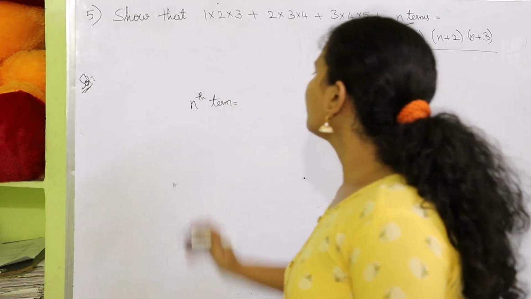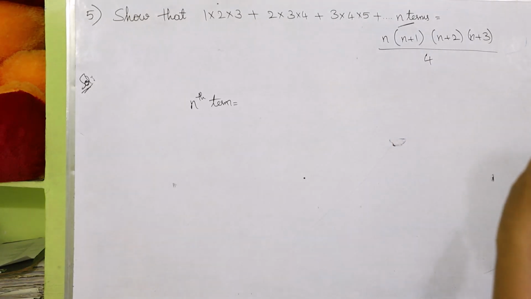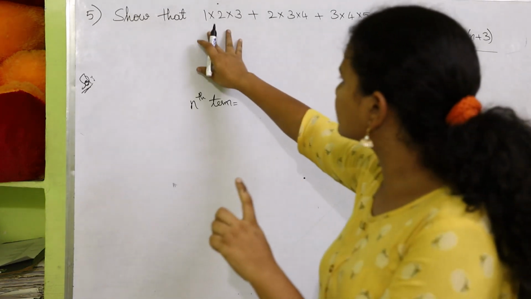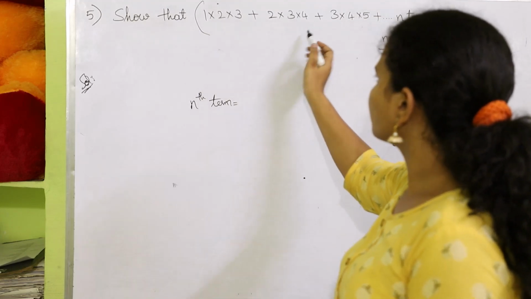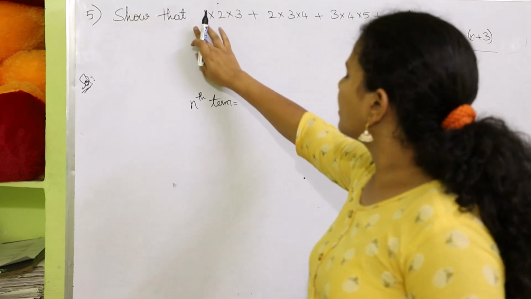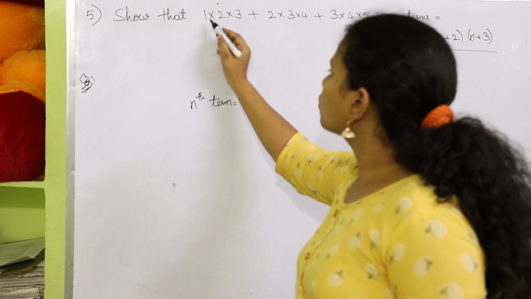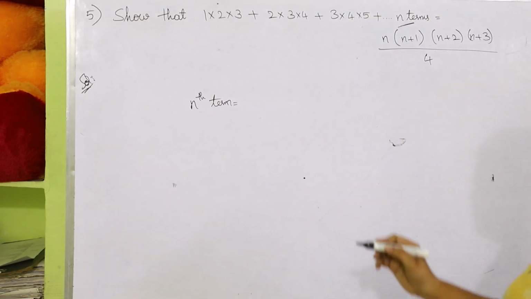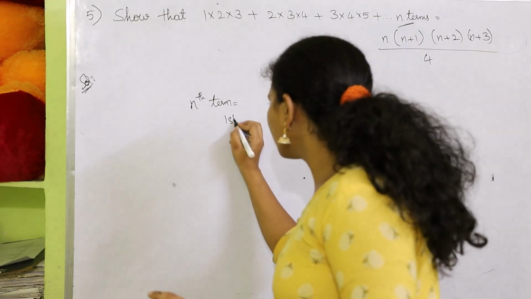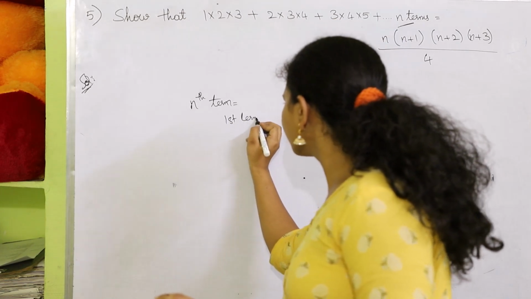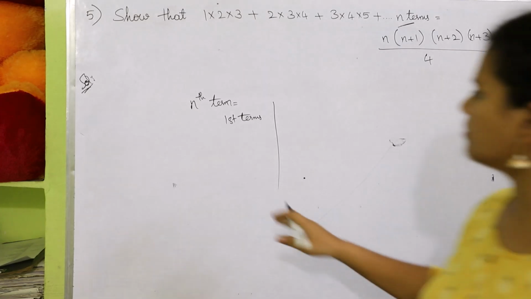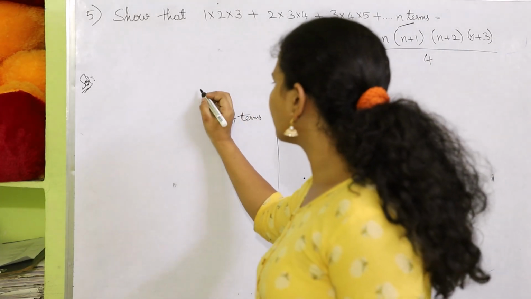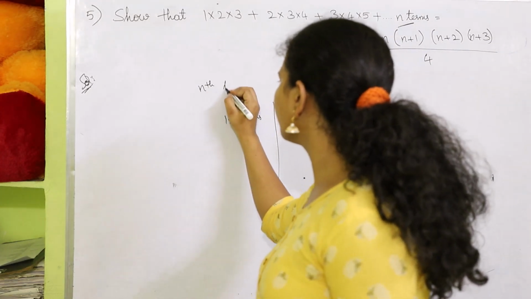Which is equal to, guys, coming back to the nth term, just look at this. 1 into 2 into 3, 3 into 4 into 5. So here, 1 into 2 into 3, just consider the first terms. Firstly, the first step is to consider first terms, to find the nth term for this type of given equations.